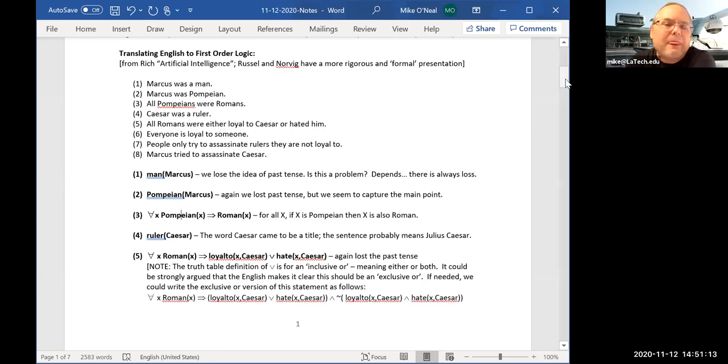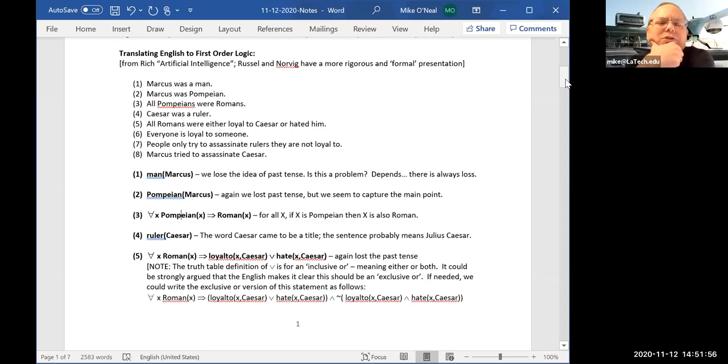for our purposes. How about Caesar was a ruler? Well, similar thing. Caesar probably means Julius Caesar, a particular person, although later on Caesar came to mean a title for leader, like president or grand poobah or whatever. It was a title, right? But here we probably mean that Julius Caesar was a ruler. That's what we probably mean here. But anyway, Caesar is an instance of the class, if you want to say it that way, ruler.